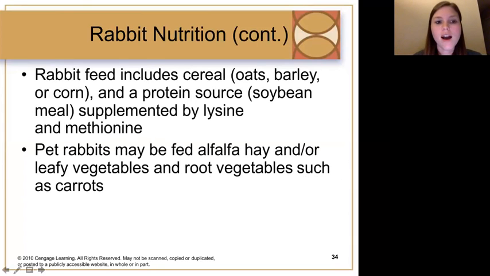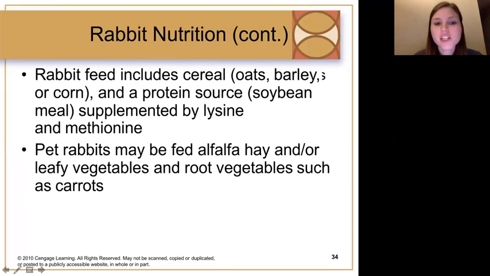As far as rabbit nutrition for feed, that includes cereal grains, so oats, barley, or corn, and then a protein source, which would be soybean meal, typically a big protein source used in animal feed. You can supplement it with lysine and methionine, which are two really important amino acids, so that would also be protein. Pet rabbits may be fed alfalfa hay and or leafy vegetables and other root vegetables such as carrots.